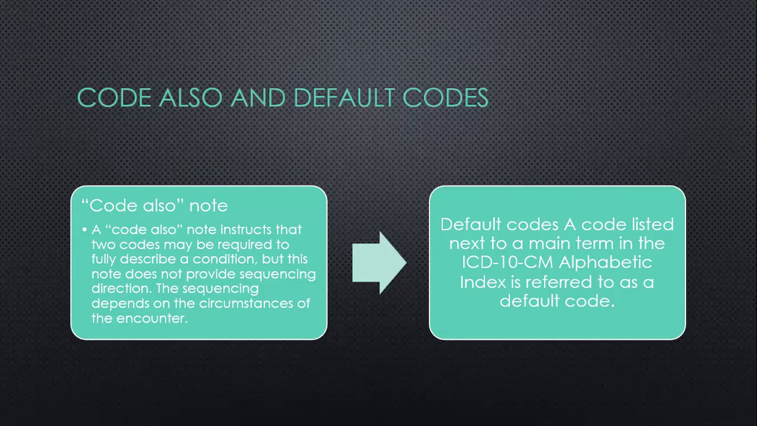So, default codes, these are codes that are listed next to a main term in your ICD-10 alphabetic index, and they are a default term. That means that if your doctor or provider does not give you additional specificity, you will use the default code.